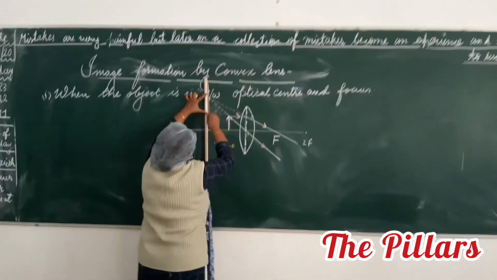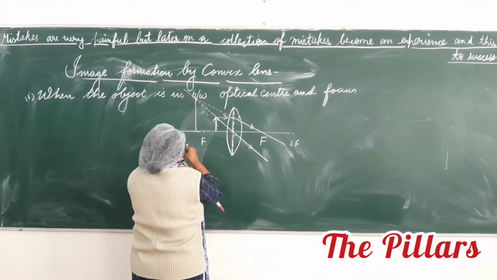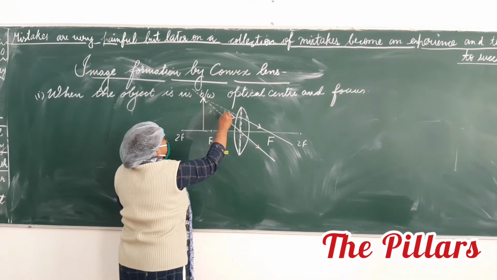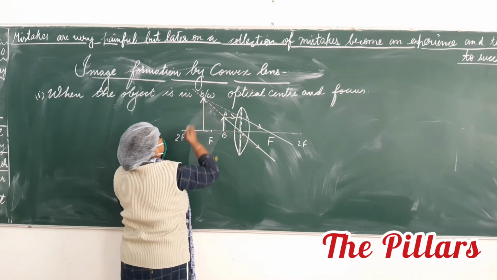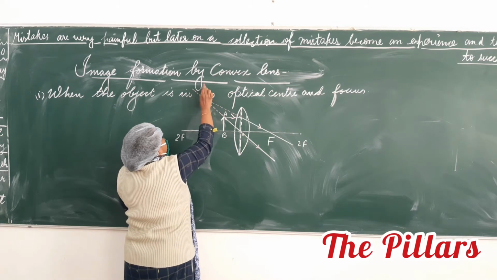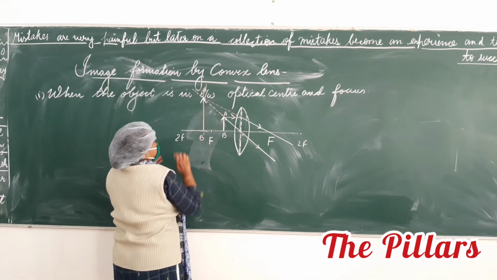You have formed the image with dotted lines. What is the meaning of that? What type of image is it? Very good. It's a virtual image. This is the object AB and the image is what? A dash, B dash.